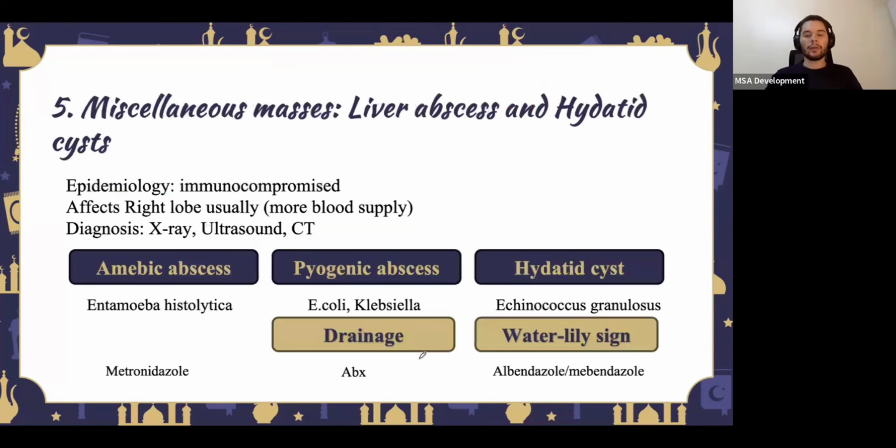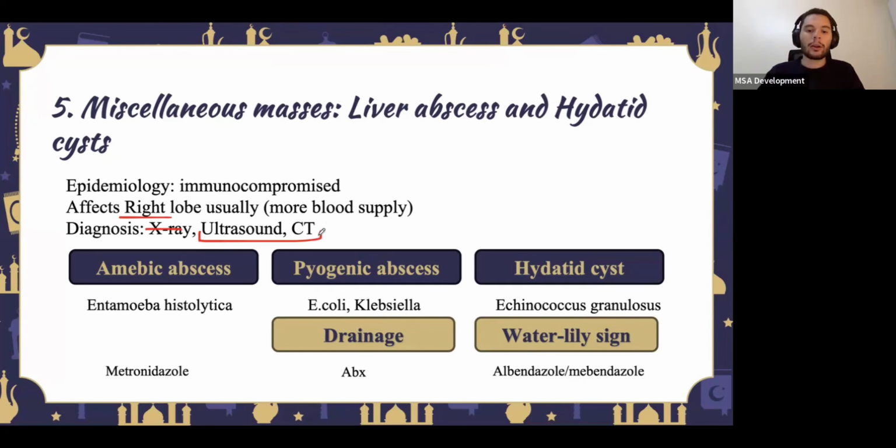Okay. Now, finally, for some miscellaneous masses, they are benign masses such as liver abscesses and hydatid cysts. So the epidemiology, typically it affects immunocompromised, could be young or old. Honestly, immunocompromised could be a little misleading because not all of those patients are actually immunocompromised. Secondly, it typically affects the right lobe of the liver. And thirdly, you could diagnose it through X-ray. That's not typically used. What's most commonly used is ultrasound and CT, where you could actually visualize the mass, the abscess or cyst.